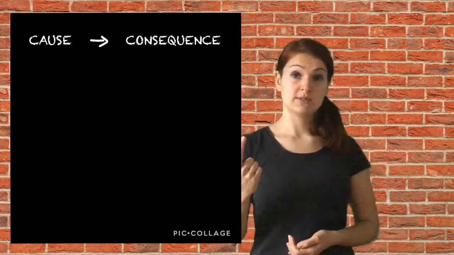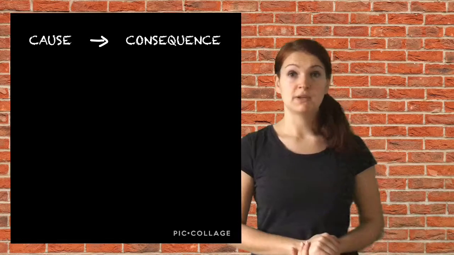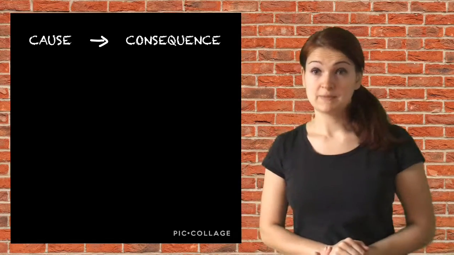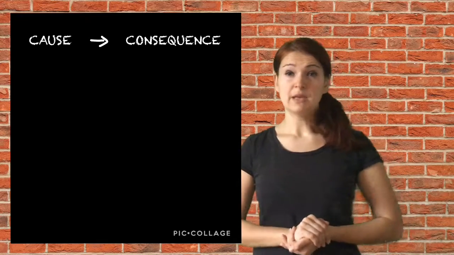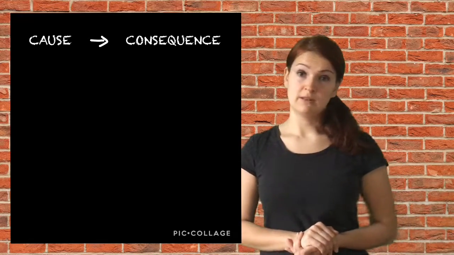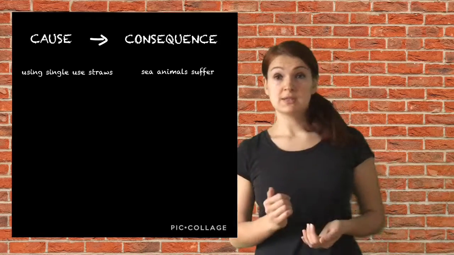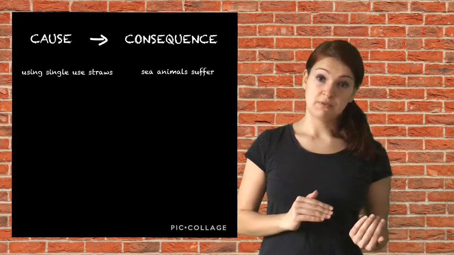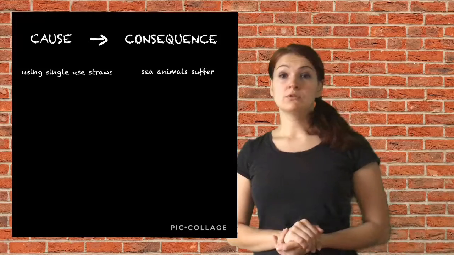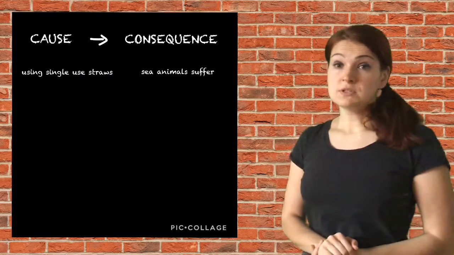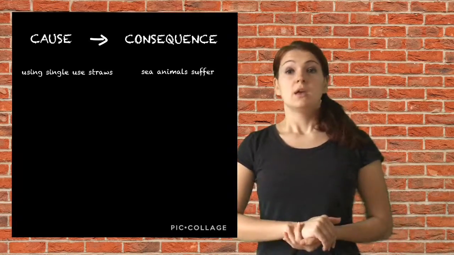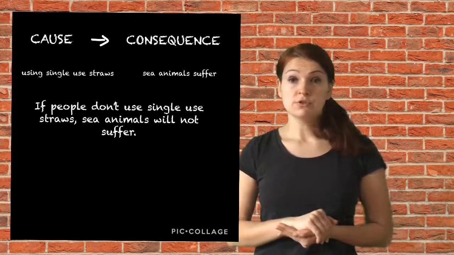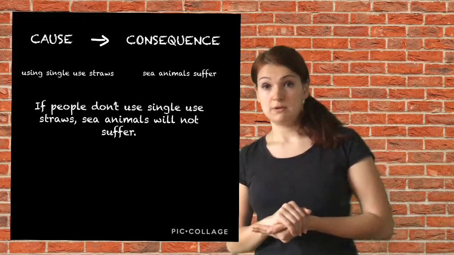Now write on the board 2 words, cause and consequence, and draw your students' attention back to the problem of single-use plastics. Ask them what the causes and the consequences of this issue are. Write their ideas on the board as well. For example, using single straws, see animals suffering. After that, you will continue in 2 steps. The first one will be making judgments in the first conditional. For example, if people don't use single straws, sea animals will not suffer.